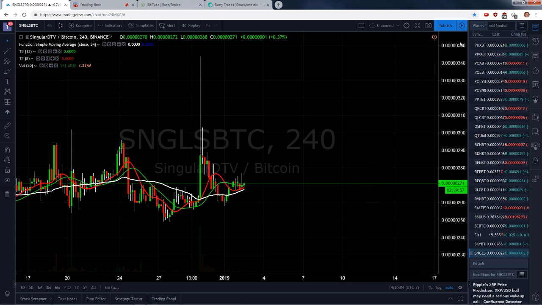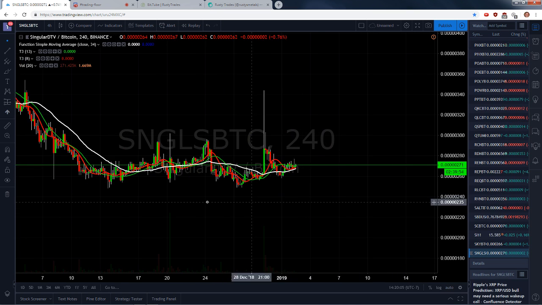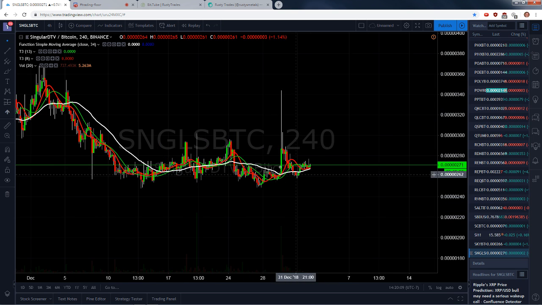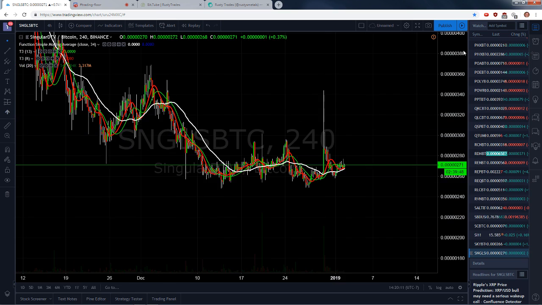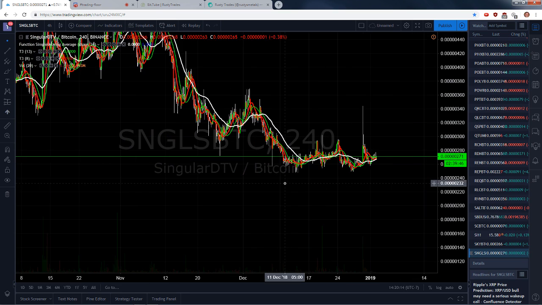I'm holding on for signal as I got higher lows pop. Back into support. I missed that pop. I was watching it. I missed it. Looking for a revenge trade on singular.